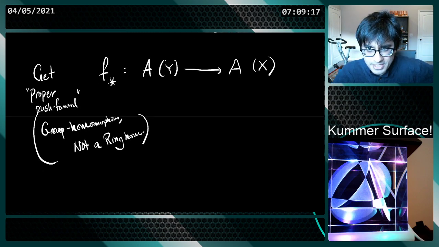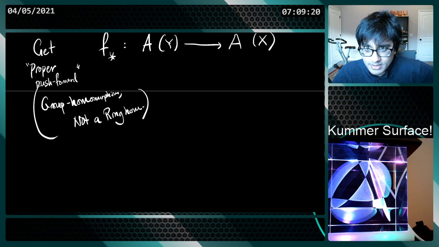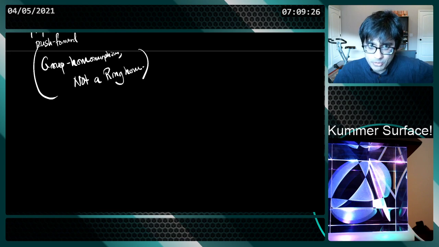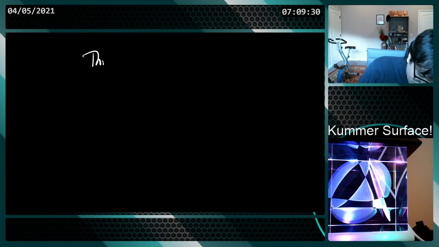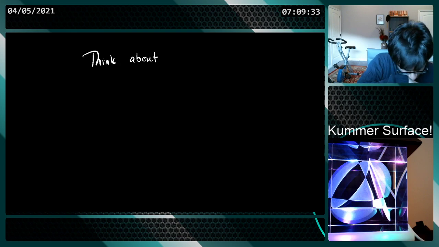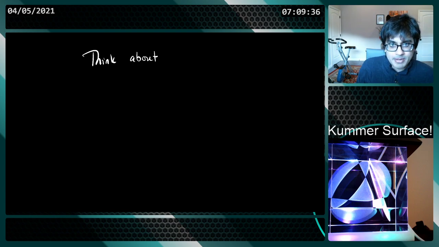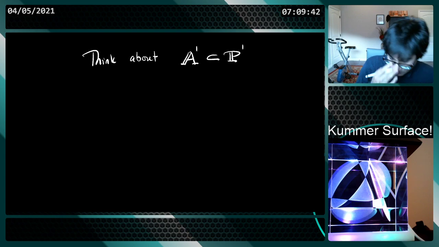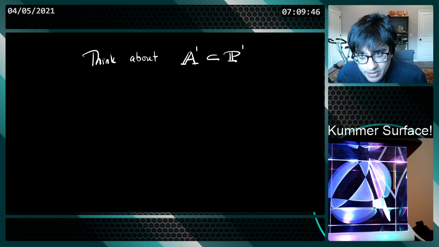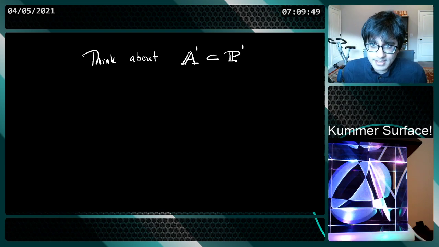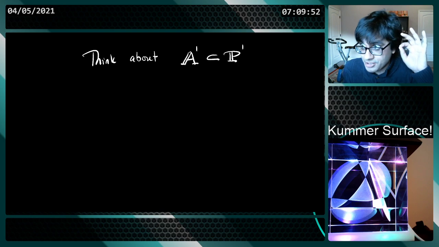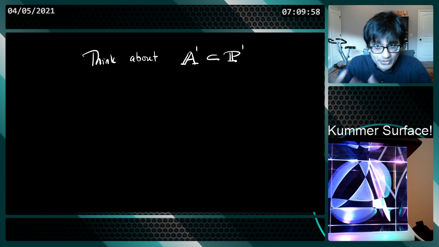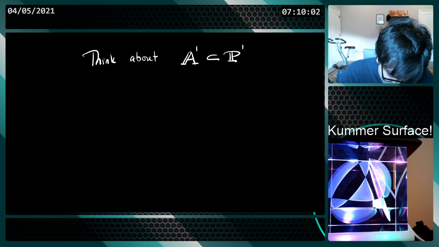I know I'm over time. I'm just going to tell you one example to think about to confirm that properness is very, very important. So think about the example of A1 included inside of P1. In P1, you can assume that the class of a point is non-trivial. That you can actually prove just by the definition of what's a closed subvariety of P1 cross P1, etc. Think about this inclusion map.